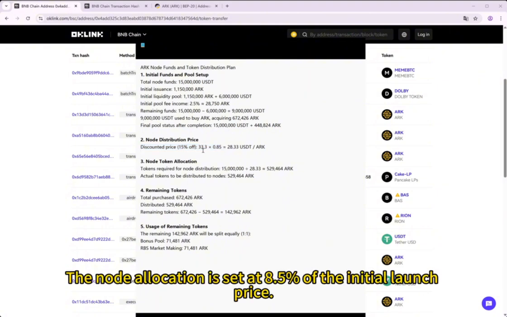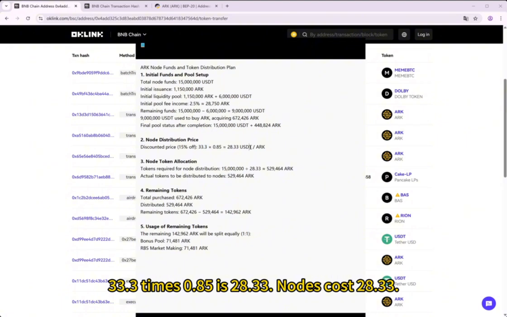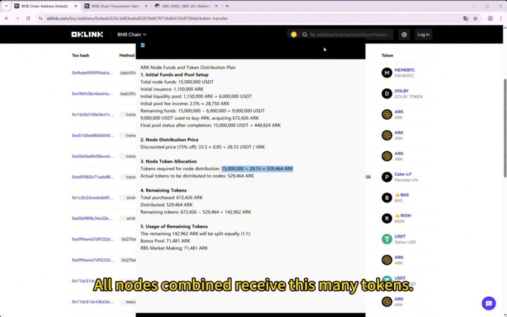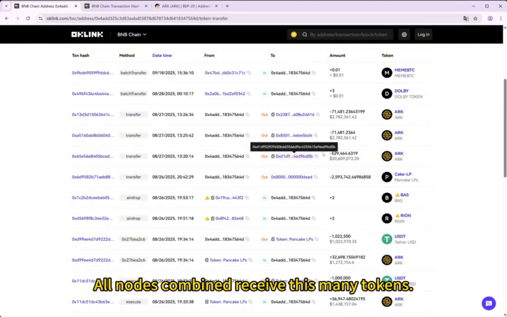The node allocation is set at 8.5% of the initial launch price. 33.3 times 0.85 is 28.33. Nodes cost 28.33. The node allocation is $15 million divided by 28.33 for 529,464 tokens total. All nodes combined receive this many tokens.